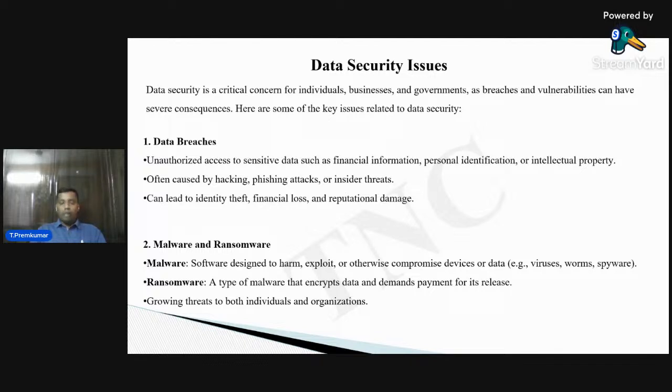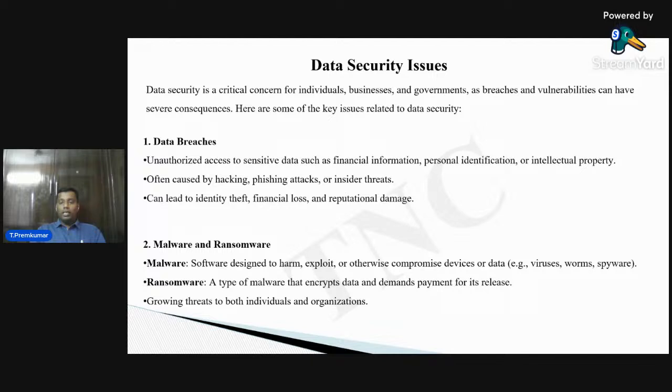When you talk about malware and ransomware, these are the mainly used attacks we can discuss in the case of the network field. The first one is malware. This is software designed to harm, exploit, or otherwise compromise devices or data.